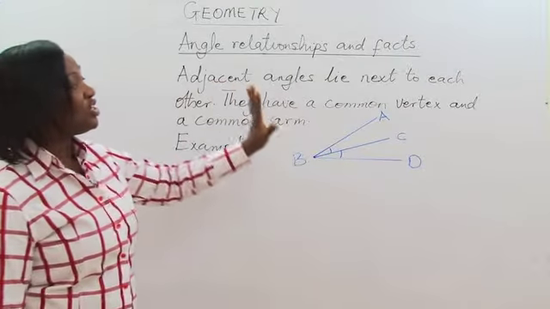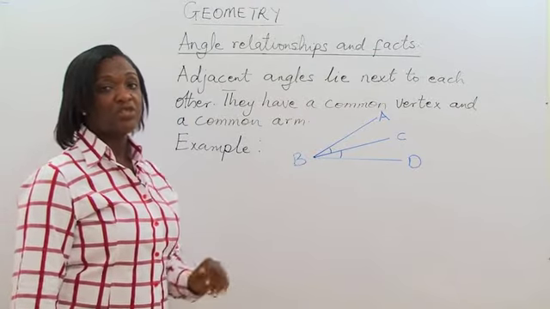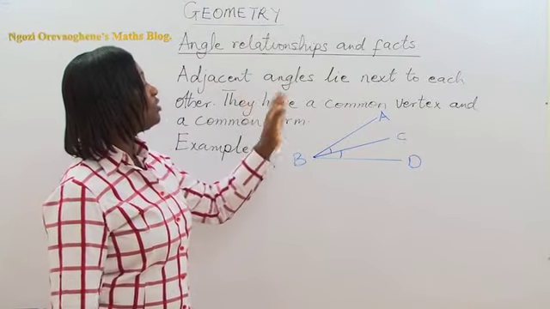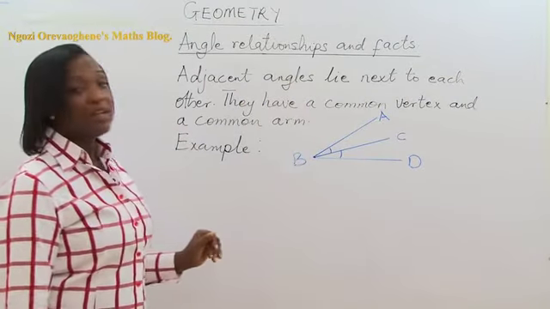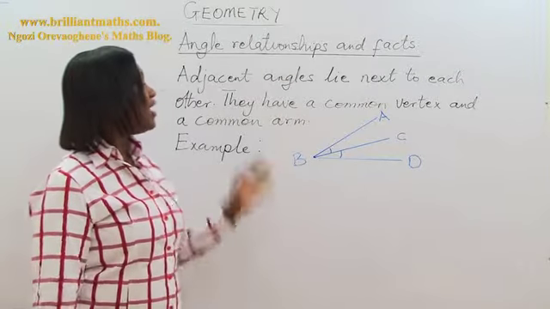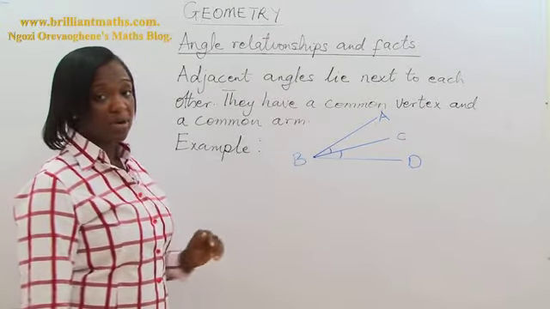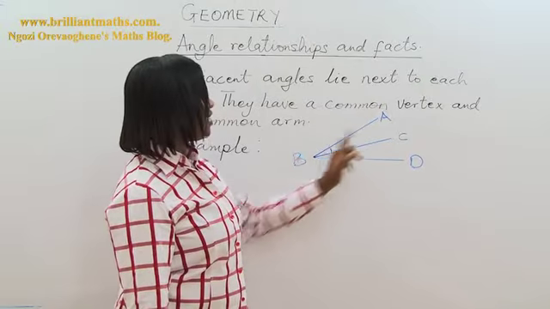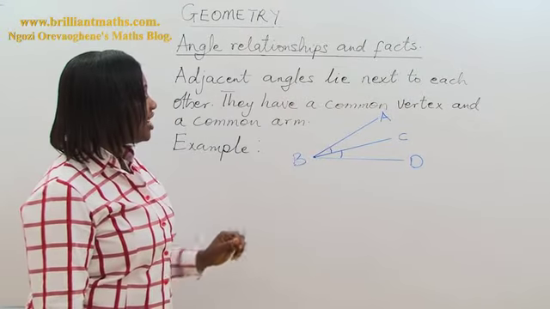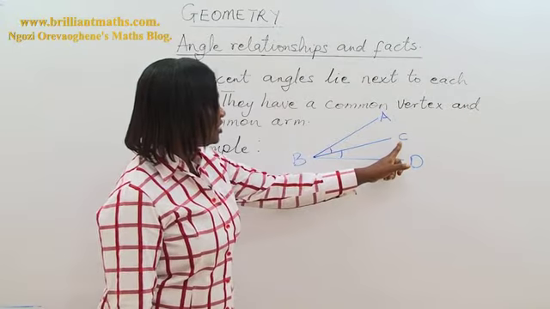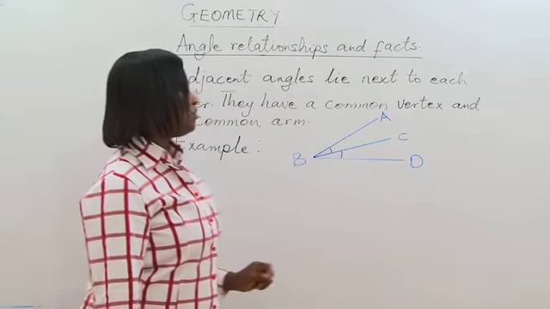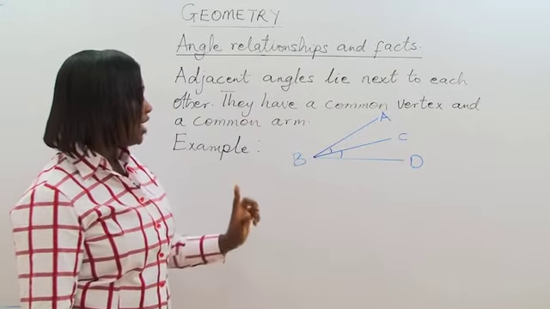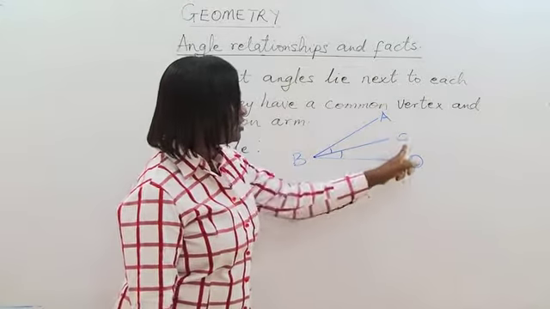We're looking at angle relationships and facts. The first relationship we want to look at are adjacent angles. Adjacent angles lie next to each other. There are two angles that lie next to each other. They have a common vertex and a common arm. For example, angle ABC is adjacent to angle CBD. We can see that the common vertex is at the point B, and the common arm is line BC.